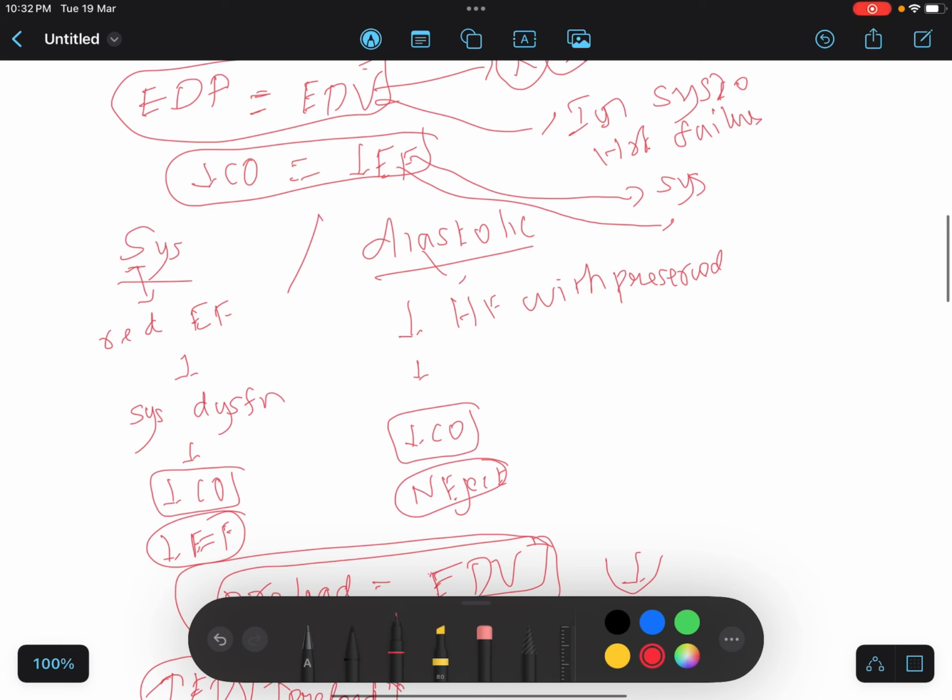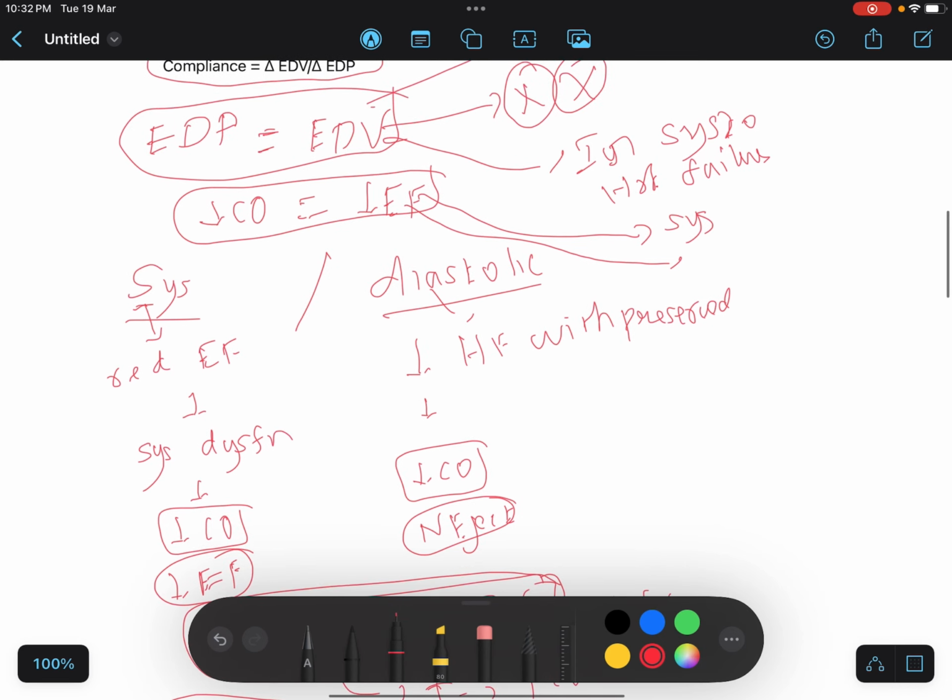Actually, there is systolic heart failure, which has a new term, heart failure with reduced ejection fraction, and there is diastolic heart failure. Before that, if you know whether end diastolic pressure is equal to end diastolic volume, true or not, put it in the comment box. Systolic heart failure is equal to reduced ejection fraction heart failure, and diastolic heart failure is equal to heart failure with preserved ejection fraction.